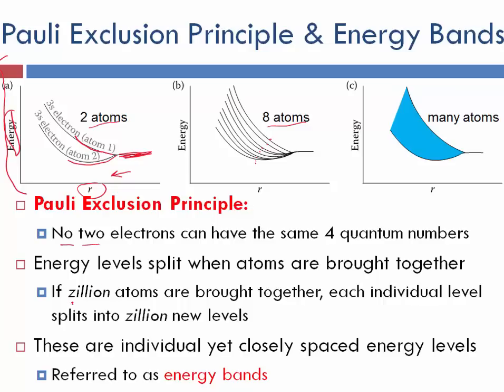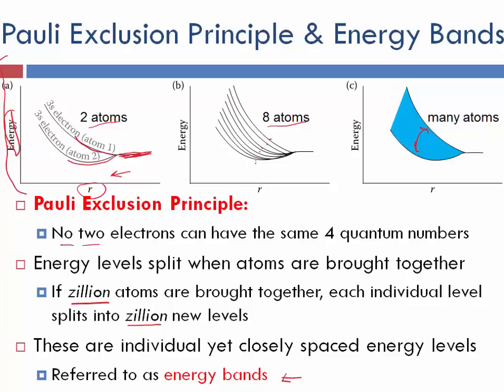Well, if we brought together a zillion atoms, then we would have a zillion sublevels that were very, very closely spaced, but yet individual levels. And these levels are very close together, and we start referring to them as energy bands instead of individual energy levels. So we begin seeing these bands of allowed energies where electrons can be.